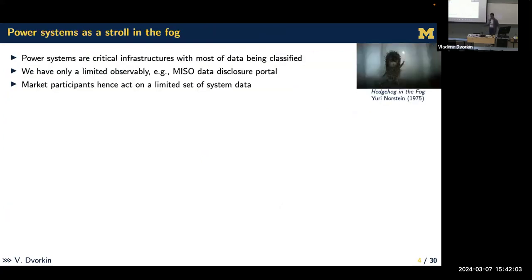Power systems are also very special infrastructure systems because this is crucial infrastructure, and for reasons of national security, a lot of information is kept private. When you think of agents that engage with the system, like generators or consumers, they don't know exactly the system that they are engaged with, right?